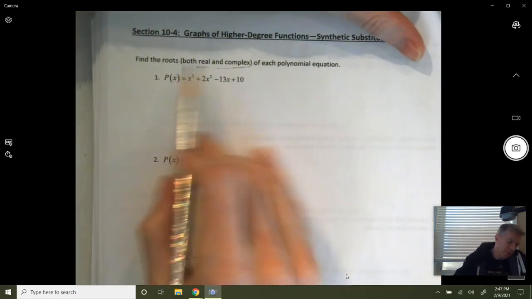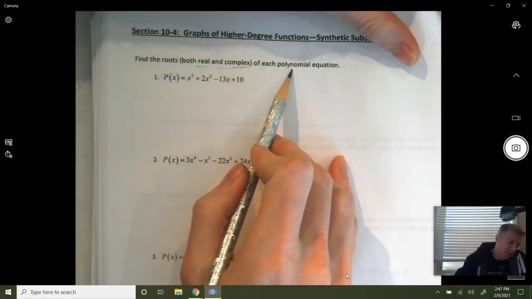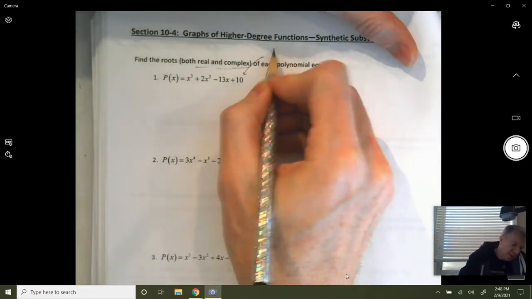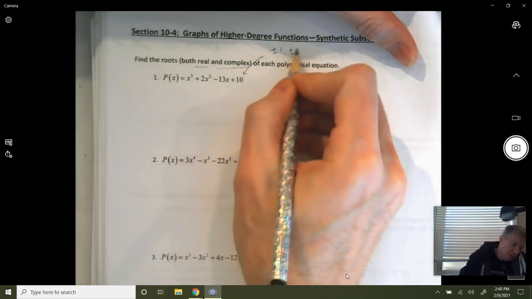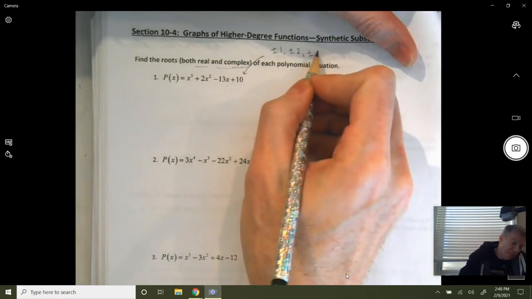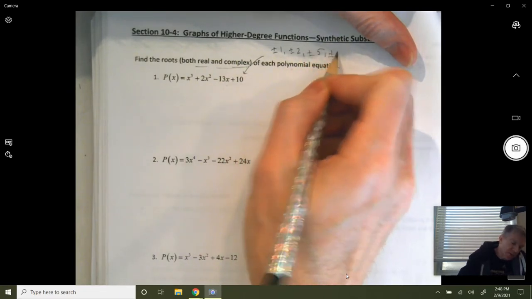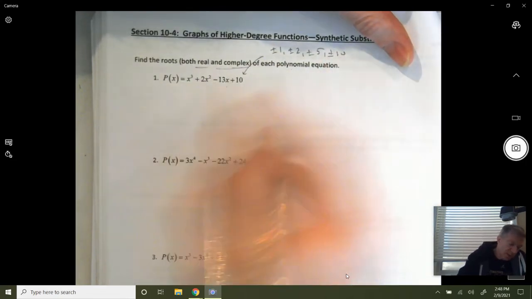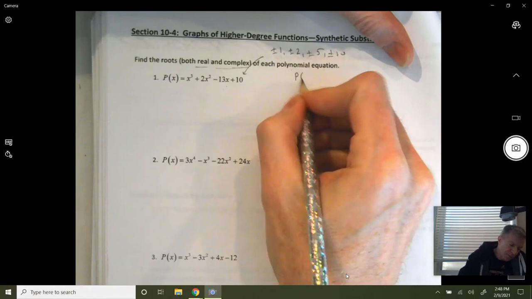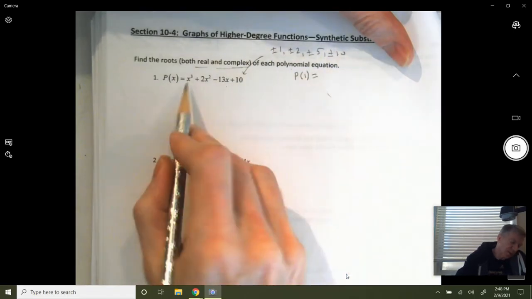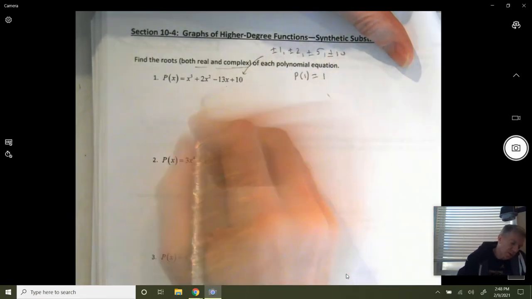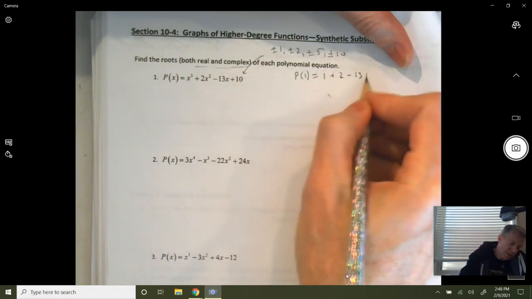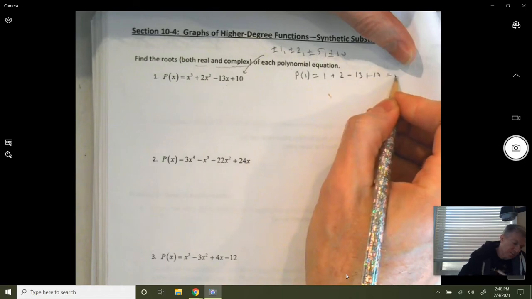Find the roots, both real and imaginary, of each polynomial equation. Remember, our possible roots are going to be the factors of 10. So plus or minus 1, plus or minus 2, plus or minus 5, and plus or minus 10. So you plug those numbers in one by one to see which one, when you plug it in, you get 0. Well, I found that P of 1 equals 0. Just double check that. 1 cubed is 1, 2 times 1 squared, so plus 2, minus 13 times 1, plus 10, and we in fact get 0.